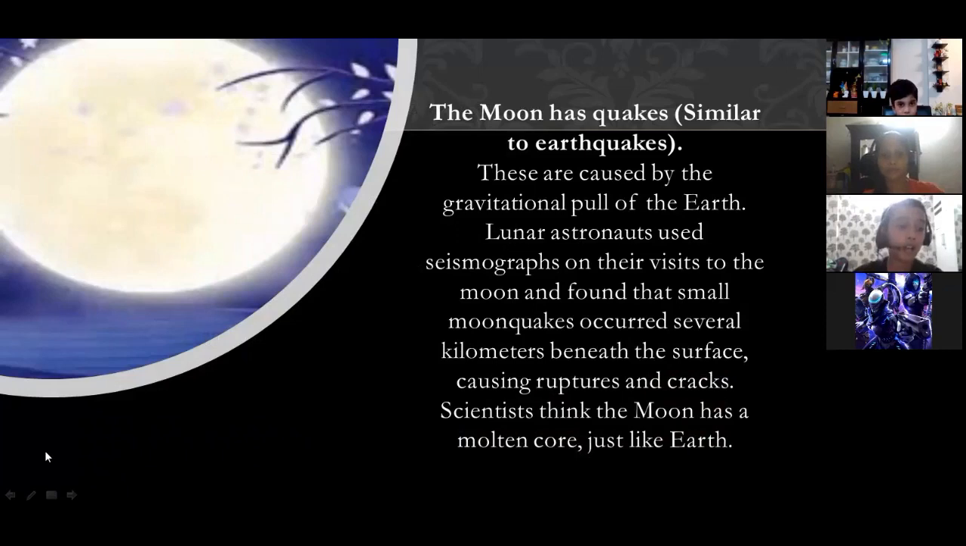Thank you, Gurgyansh. I'm gonna add on some points on how to live on the moon and their facts. The moon has quakes similar to earthquakes. These are caused by the gravitational pull of the Earth. Lunar astronauts used seismographs on their visit to the moon and found that small moonquakes occurred several kilometers beneath the surface, causing ruptures and cracks. Scientists think the moon has a molten core just like Earth.